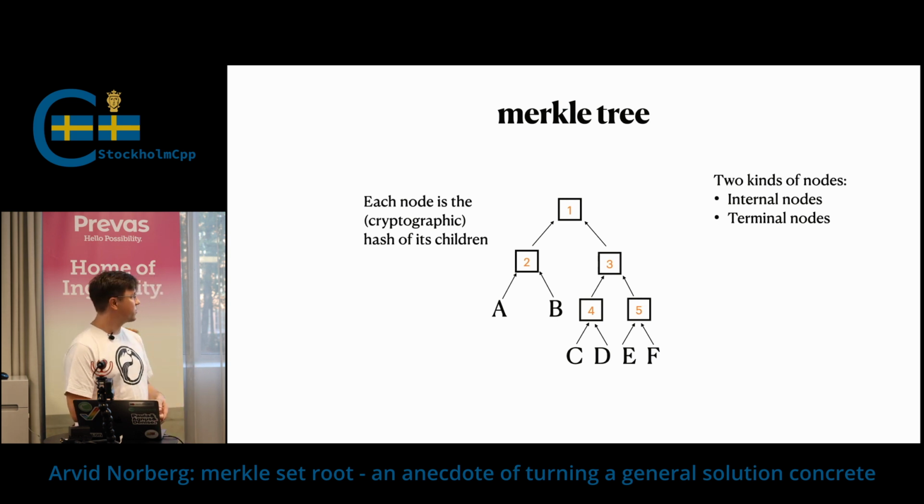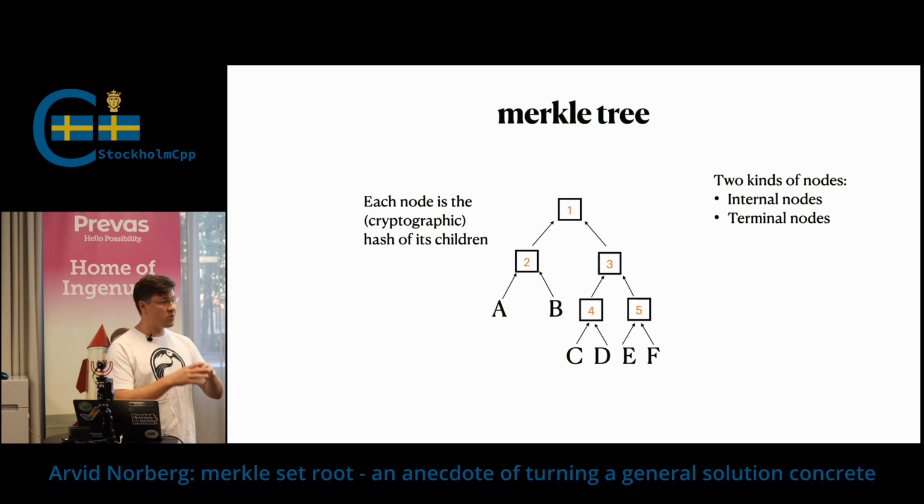A Merkle tree is where you have a tree with leaf nodes, and each internal node is the hash of its children. And then at the top, you have the root hash. So that root hash represents the whole tree.